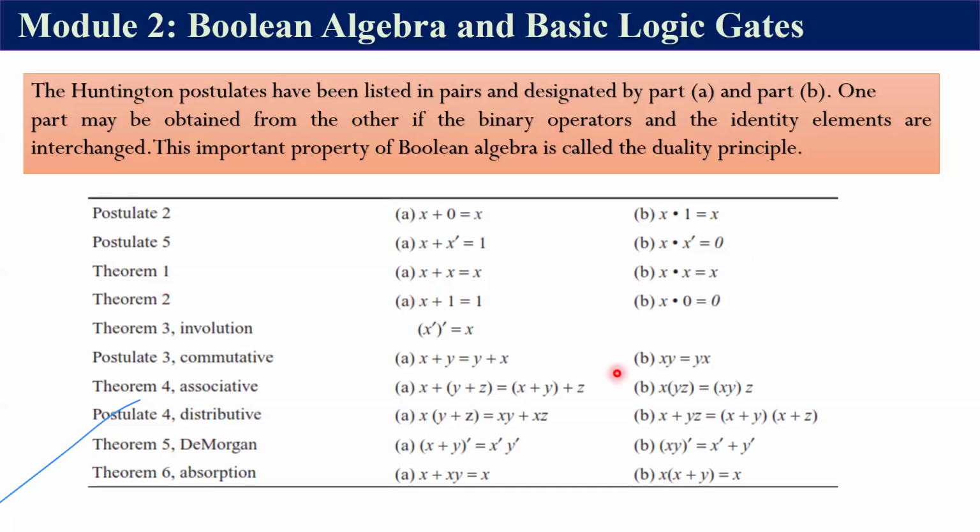Then we have them on and on. And here we have our De Morgan's theorem that says that if you have x and y complement, it will give you what?